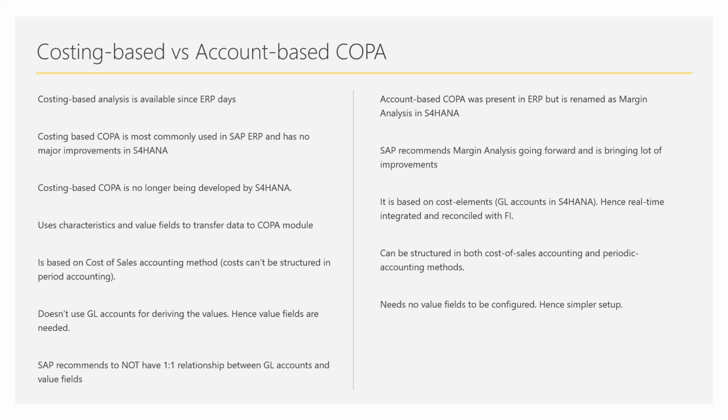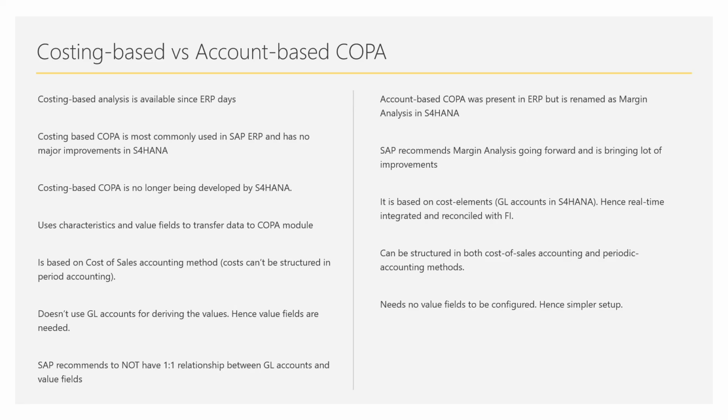One is costing based COPA and one is account based COPA. Now, costing based COPA and account based COPA both are available since the ERP days. Whenever SAP, the version we used to call ERP or ECC, since those days, both account based COPA as well as costing based COPA were used. But in those days, costing based COPA had a lot of advantage for various reasons. It supported various fields or characteristics which were not possible in account based COPA. And it had some better functionalities in terms of reconciliation or value derivation, etc. So SAP always recommended using costing based COPA in those days.